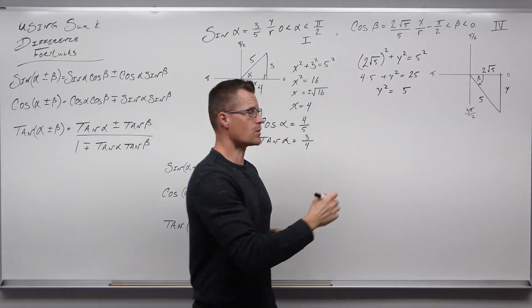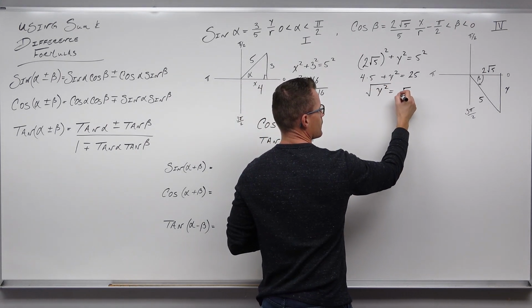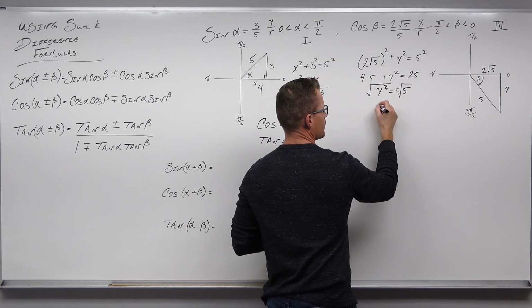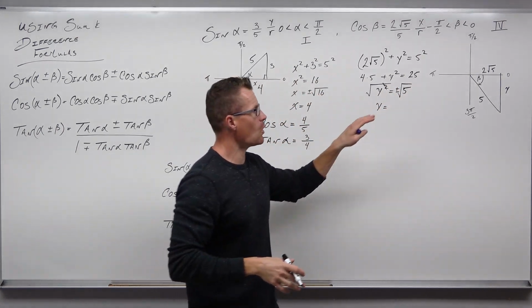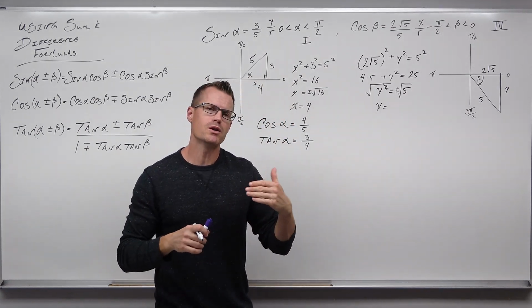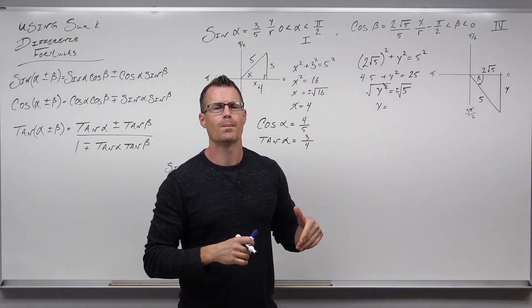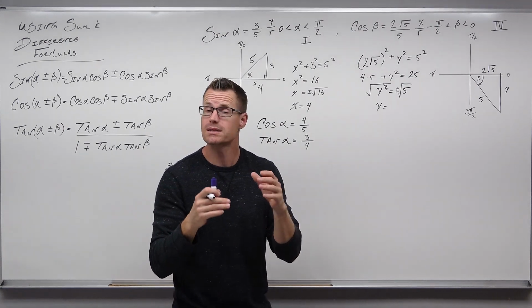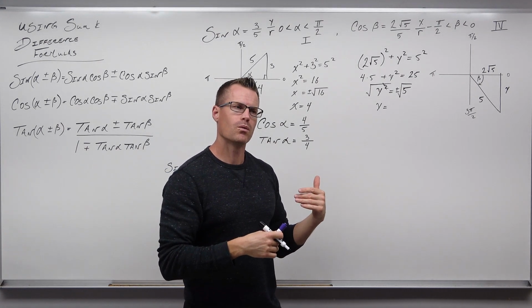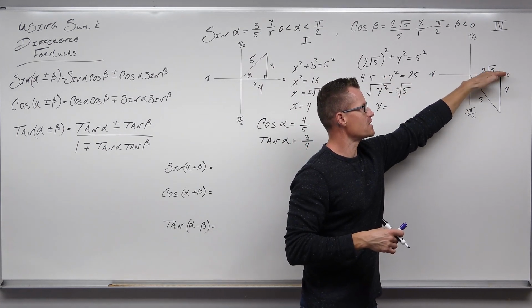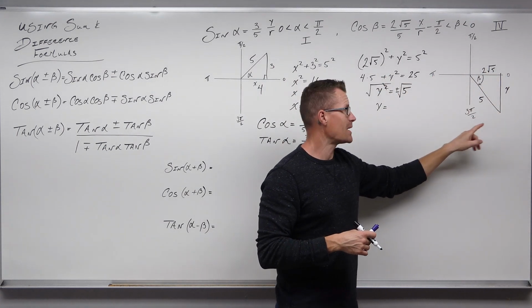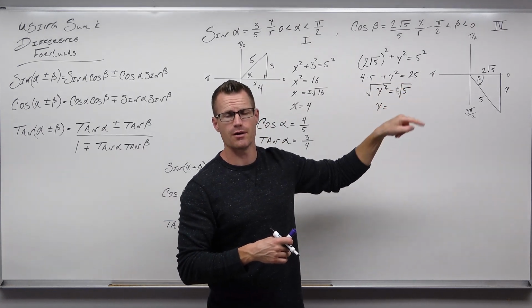Now, when we take a square root of that, you have a choice to make. But it's not a hard choice because you already know what it's told you. You already know that beta is in quadrant 4. What are all the y values in quadrant 4? What is sine in quadrant 4? Well, that's negative. So if I know that I'm in quadrant 4, my x is positive and my y's are negative. So I'm going to have to choose not the positive square root of 5, but the negative square root of 5.